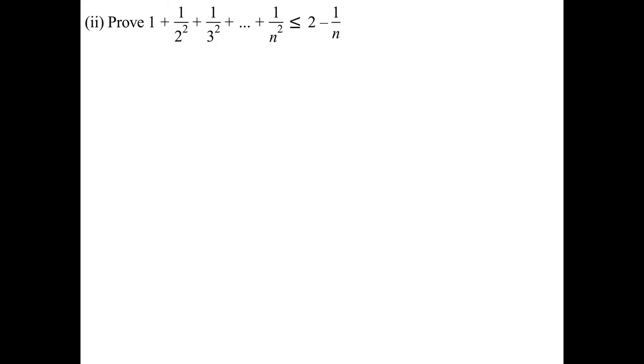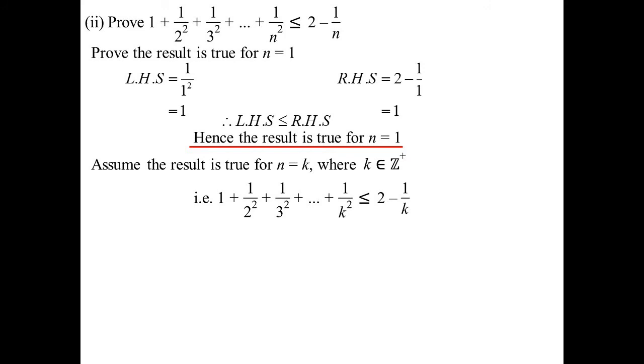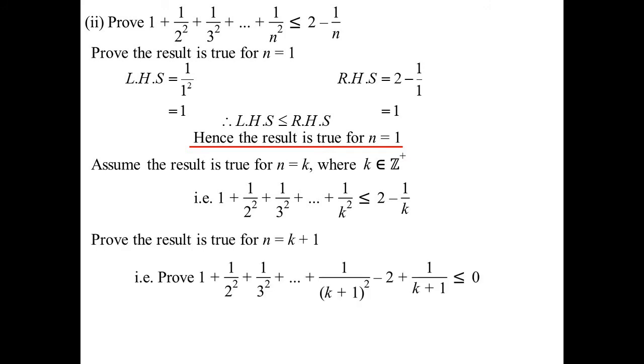1 plus 1 on 2 squared, 1 on 3 squared, etc., up to 1 on n squared is always less than or equal to 2 minus 1 on n. Prove the result's true for n equals 1. Well, left-hand side's 1, right-hand side's 1. So yes, it is less than or equal to. Happens to be equal to, but it is less than or equal to. My assumption, okay, make it k. Prove the result's true for k plus 1.